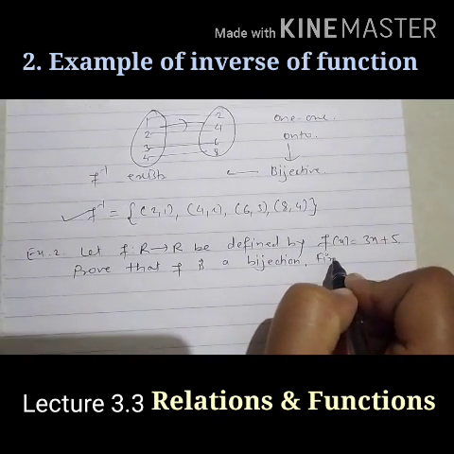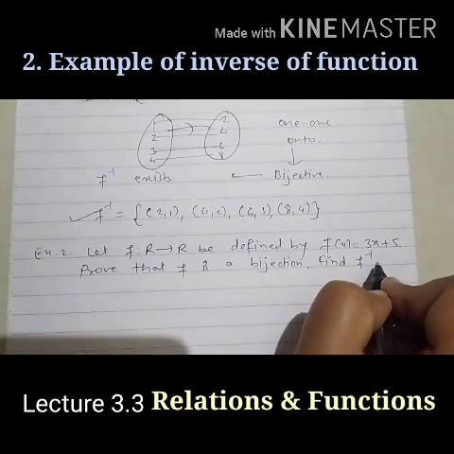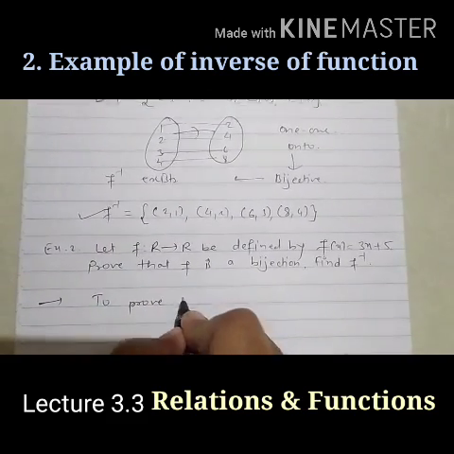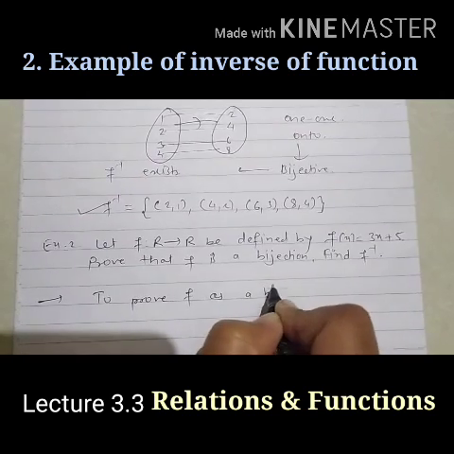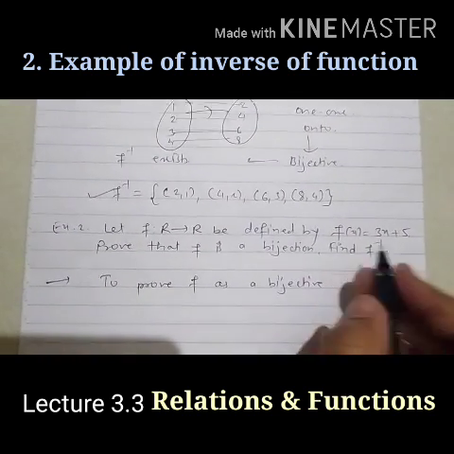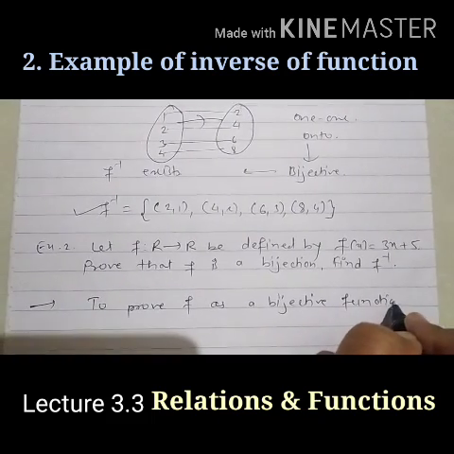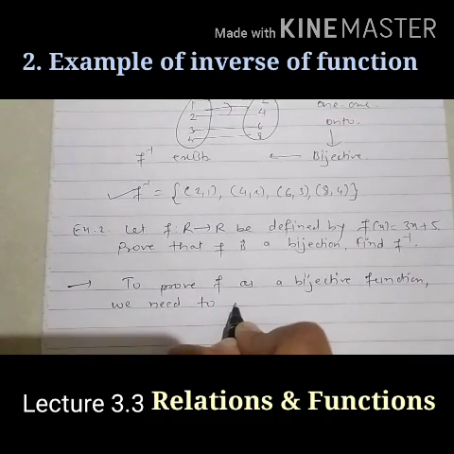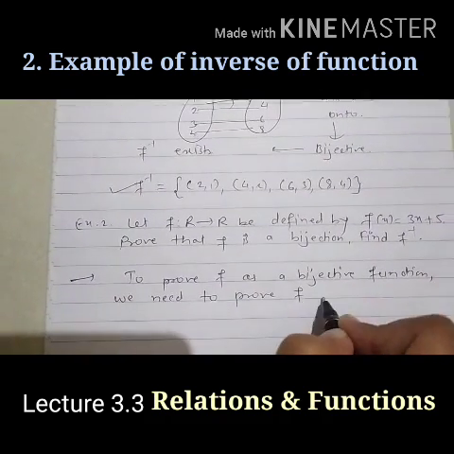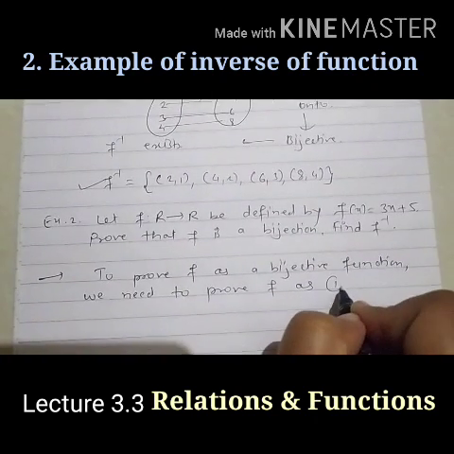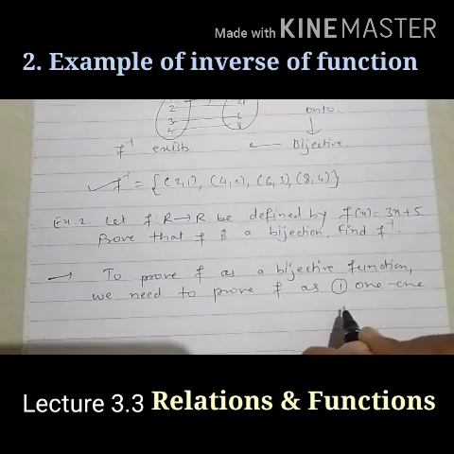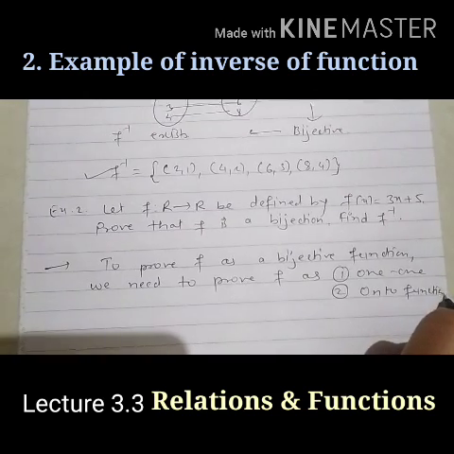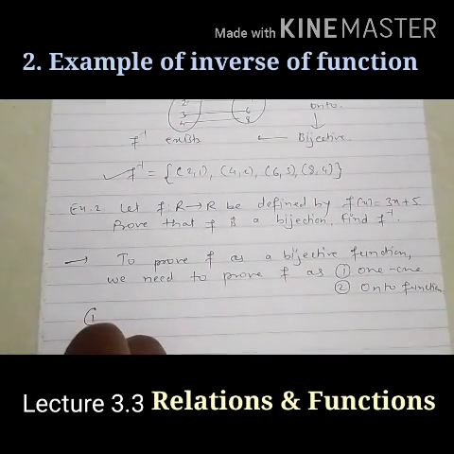Find f inverse. Okay, now to prove f is a bijective function, we need to prove f is first a 1-1 function and second an onto function. Okay, now first, 1-1 function.